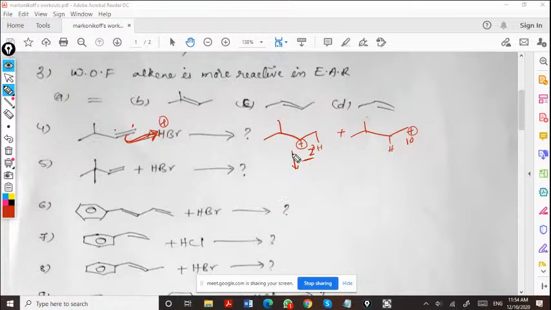Okay. So in the secondary also there is a possibility of hydride shift, so that it will form tertiary and the hydrogen will be here. Okay. This is called a 1,2 hydride shift. Hydride means it is negative, H minus. Why H minus? Because it is moving along with its bond.